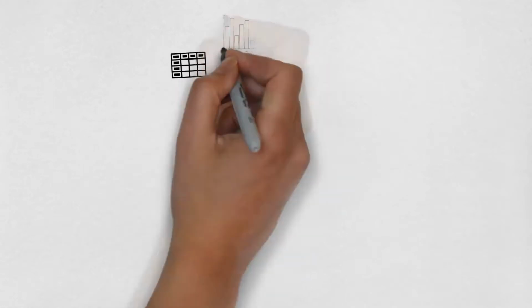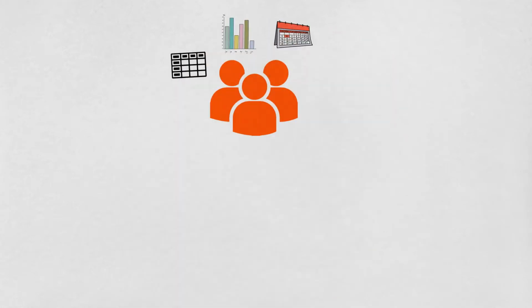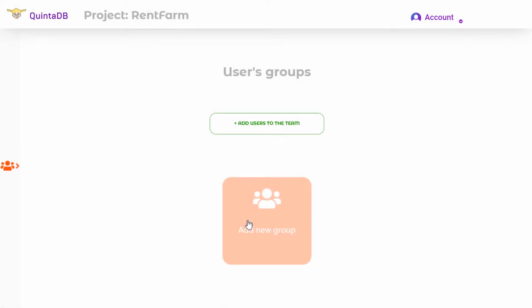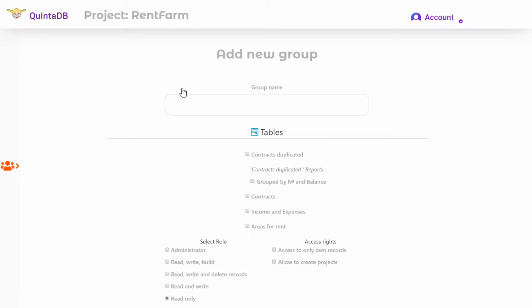The groups are used to simplify management, as a change in the access rights assigned to a group is automatically applied to all users in that group. So, there is no need to assign permissions for a new user each time. To create a new group, click on the Add New Group tile. On the next page, you need to specify the group name.